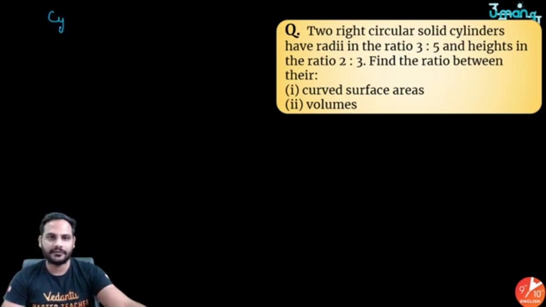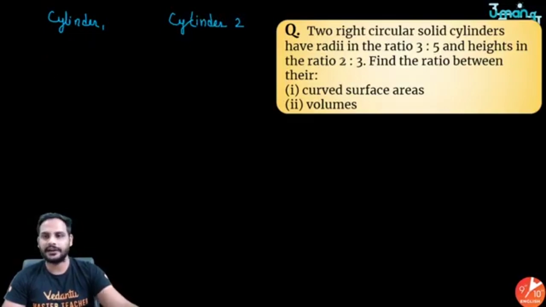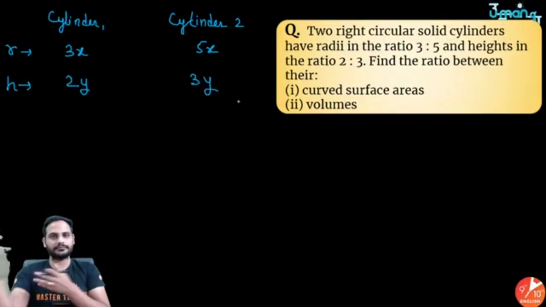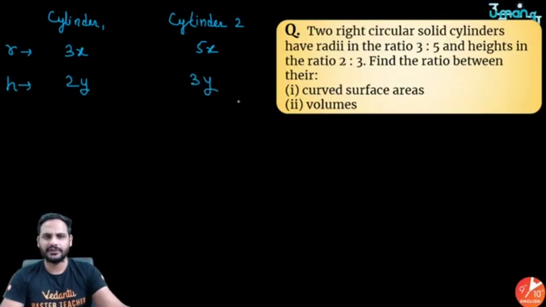So let us say here we have cylinder 1 and here we have cylinder 2. The radii are in the ratio 3:5, so let us say for this it is 3x, for this it is 5x, and the height is in the ratio 2:3. So let us say height is 2y, here height will be 3y. Ratio is given, I have multiplied with some common variable.